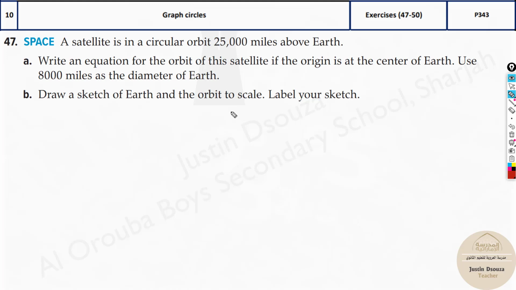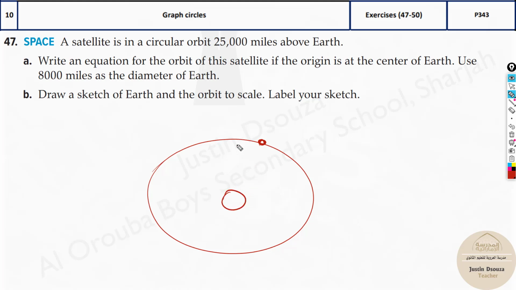So now here they have told us about a satellite. Imagine this is the satellite rotating, that is 25,000 miles above the Earth. Now if I have Earth over here, the distance would be 25,000 miles. I'll write 25k. But there is one more thing.